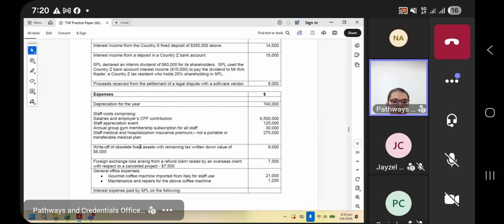Okay, and then over here, you have the write-off of obsolete fixed assets, and you also have forex exchange, and part of the general office expense. Okay, there is a machine that is imported from Italy for staff use. So when you see this coffee machine, straight away, the thing that comes to your mind is that this is a capital expenditure. So capital expenditure, you have to add back, it's not deductible, but you can claim capital allowances.